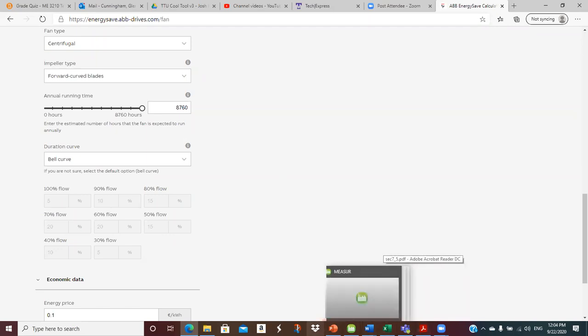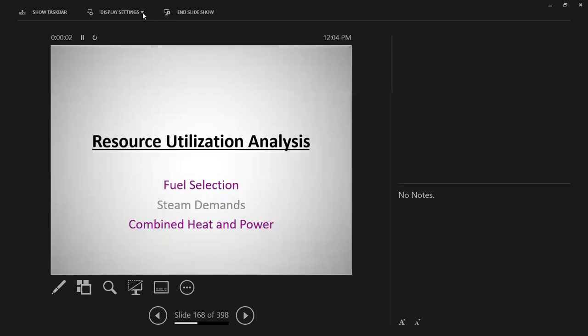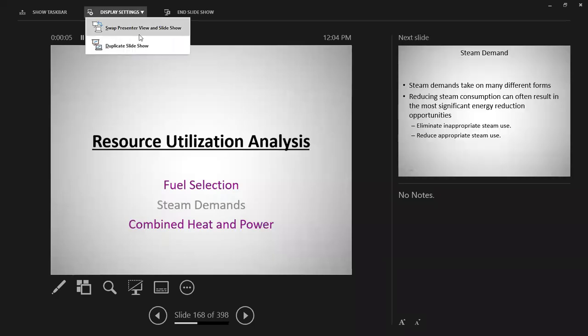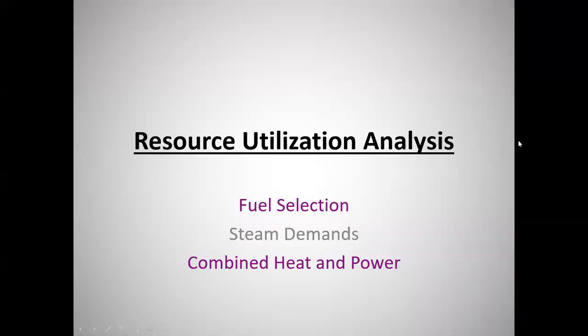All right, let's see where I want to go. I want to go here. So this is where we left off in the slide. So we've got a couple of slides here about saving energy by reducing steam demand.